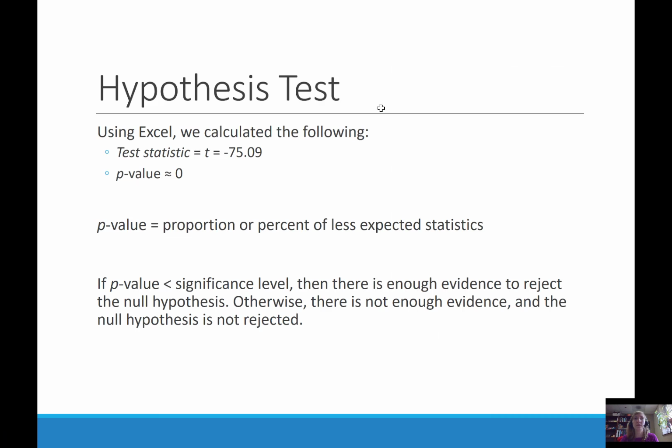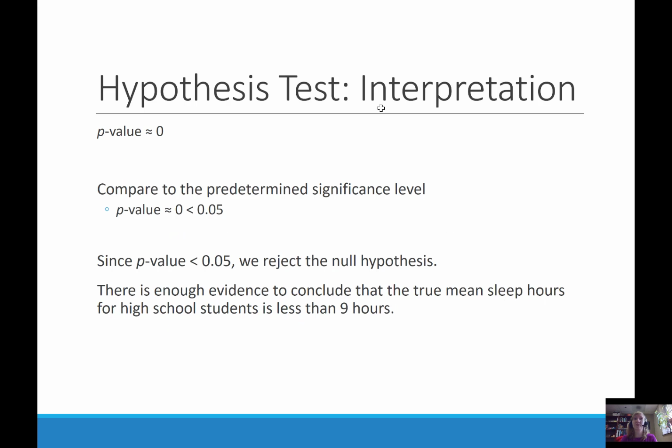Remember that the p-value is the proportion or percent of less expected statistics. If the p-value is less than the significance level, then we have enough evidence to reject the null hypothesis. Otherwise, there's not enough evidence and the null hypothesis is not rejected. Please pause this video now and determine whether 0, the p-value, is greater than or less than the significance level of 0.05. The p-value is essentially 0, which is much less than 0.05. Because of this, we reject the null hypothesis. This is what we call the decision.